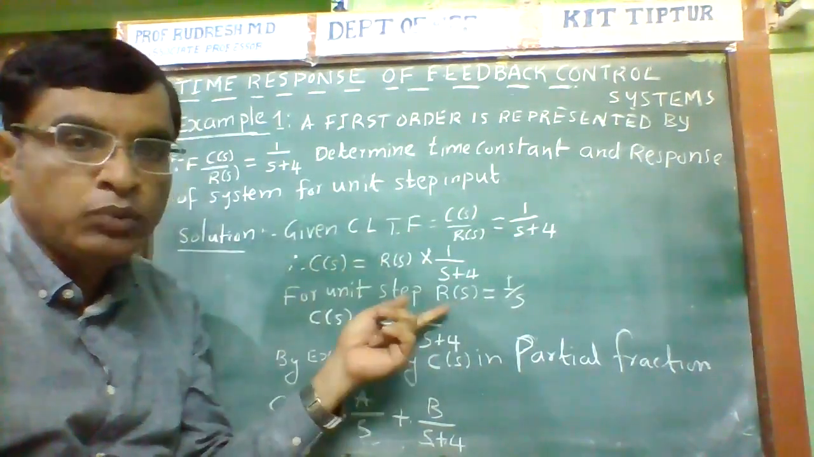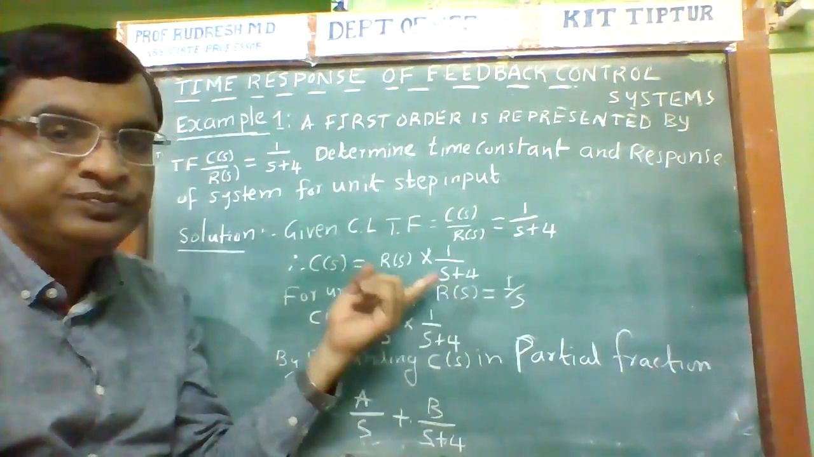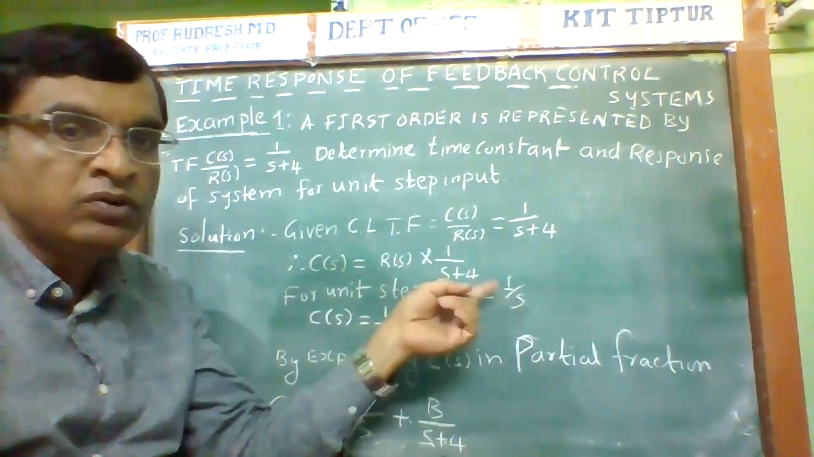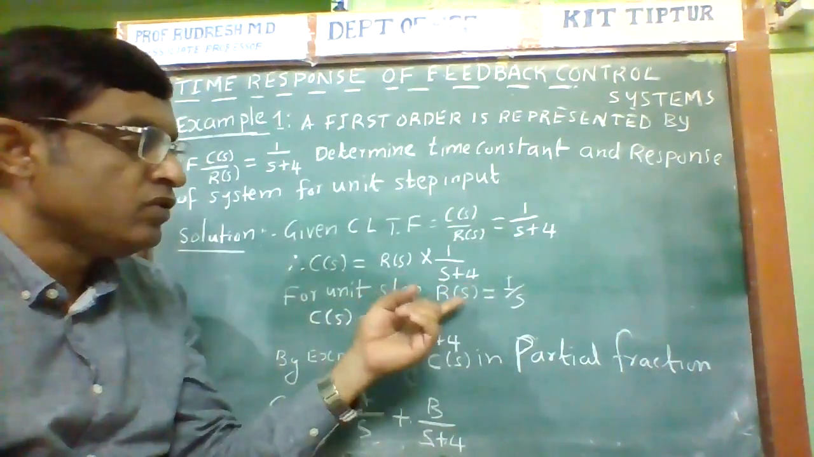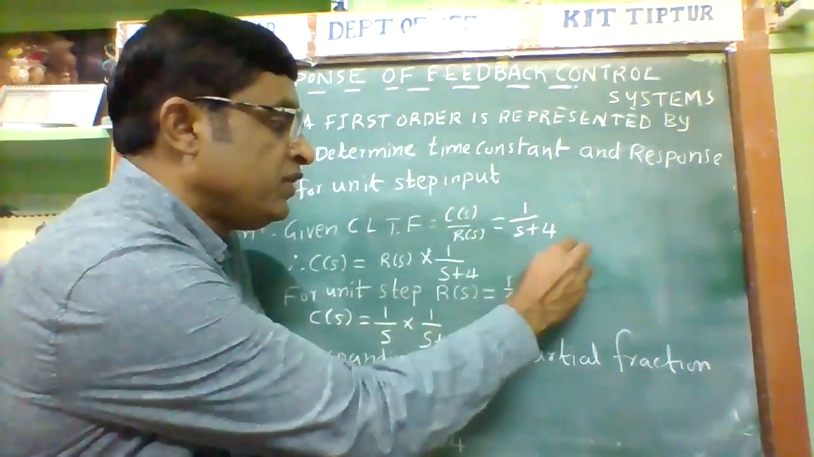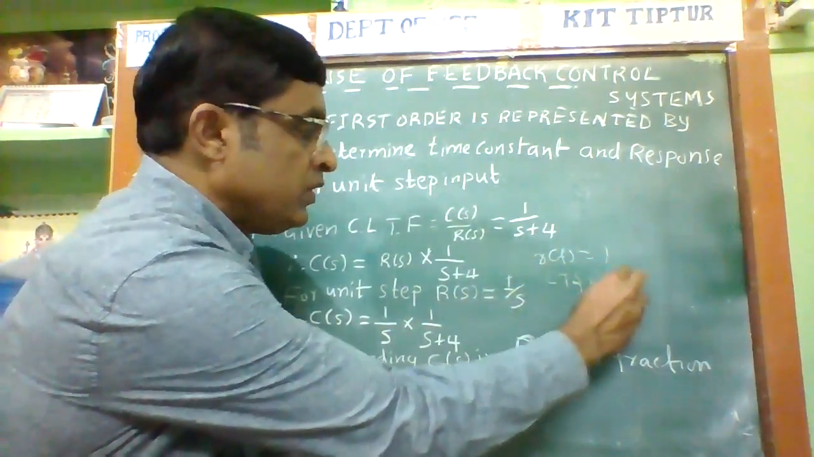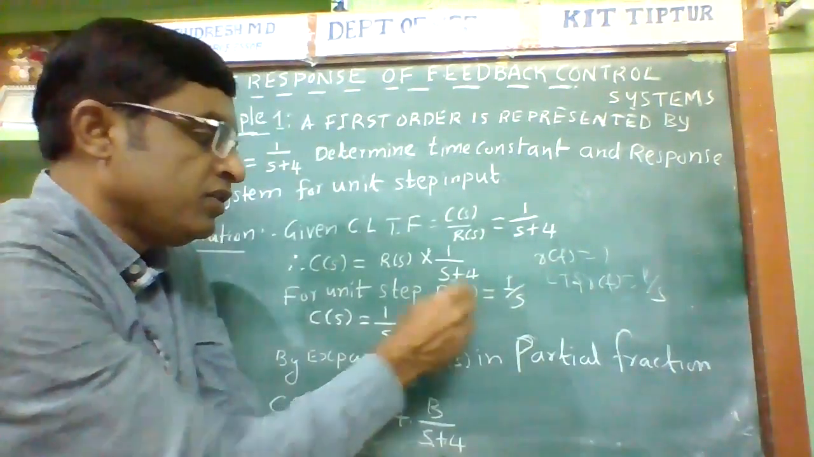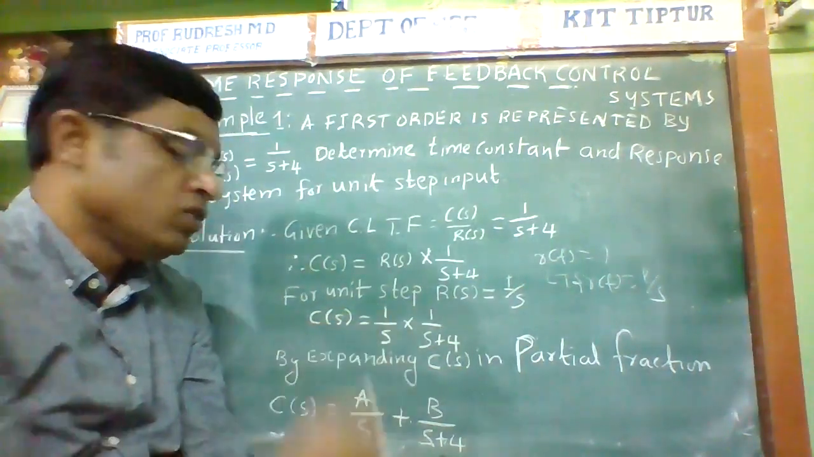For a unit step input, R of s is equal to 1 by s. If the input of the system is a unit step input, then r of t is equal to 1. If I take the Laplace transform of r of t, then it is equal to 1 by s. Therefore, R of s is equal to 1 by s.